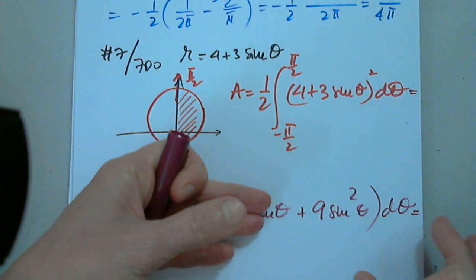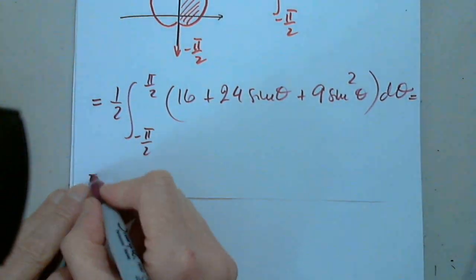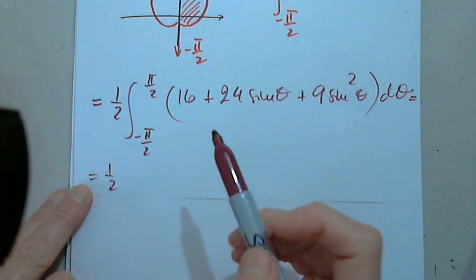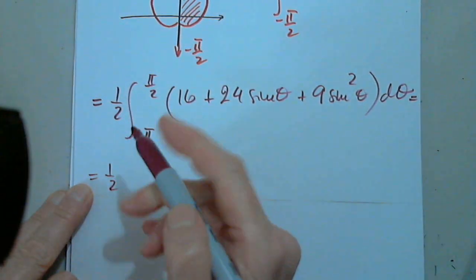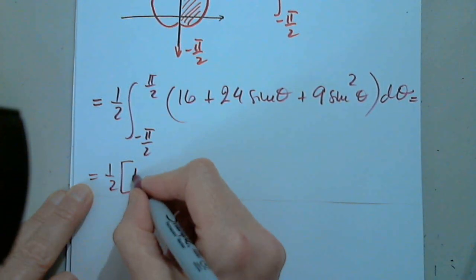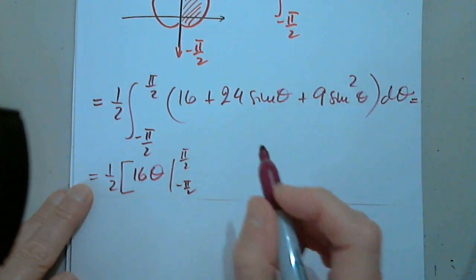I think I should move on to the next page. Let me see if I can squeeze anything in here. I can a little bit. So 16, the integral of 16 d theta will be 16 theta from negative pi over 2 to pi over 2.